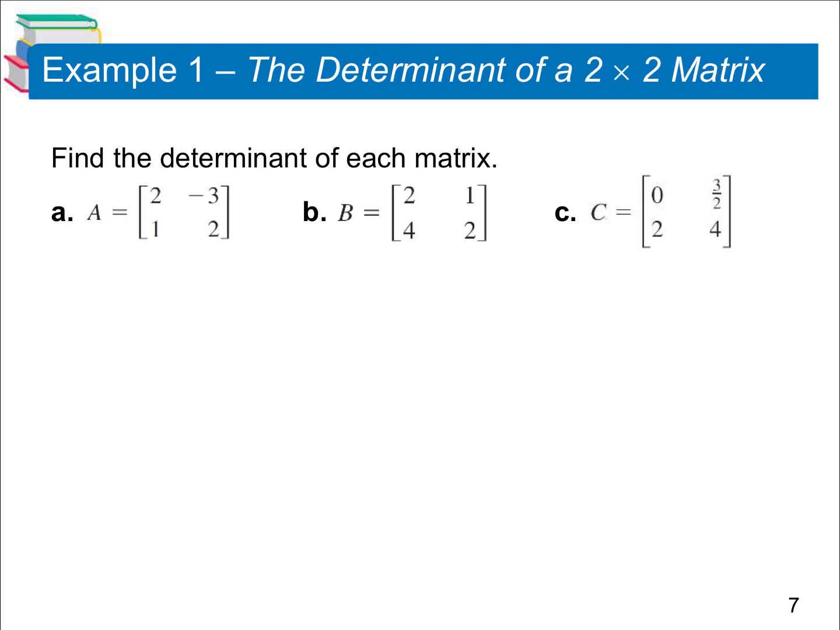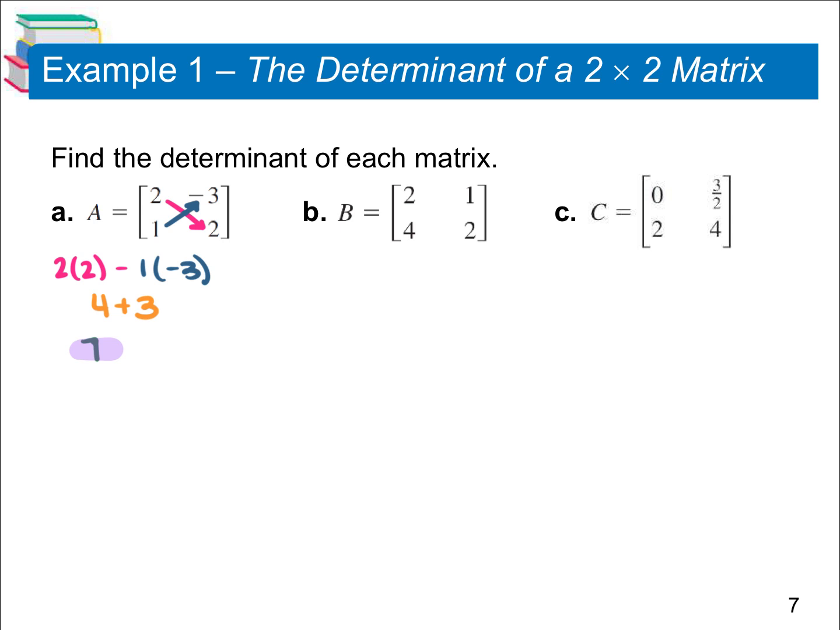So if we look at an example to find the determinant of each of these matrices, for A, we're given 2, -3, 1, 2. So we're going to first do 2 times 2, and then subtract that with the 1 times -3. Your 2 times 2 is 4. -1 times -3 is +3. So your determinant is going to be 7.